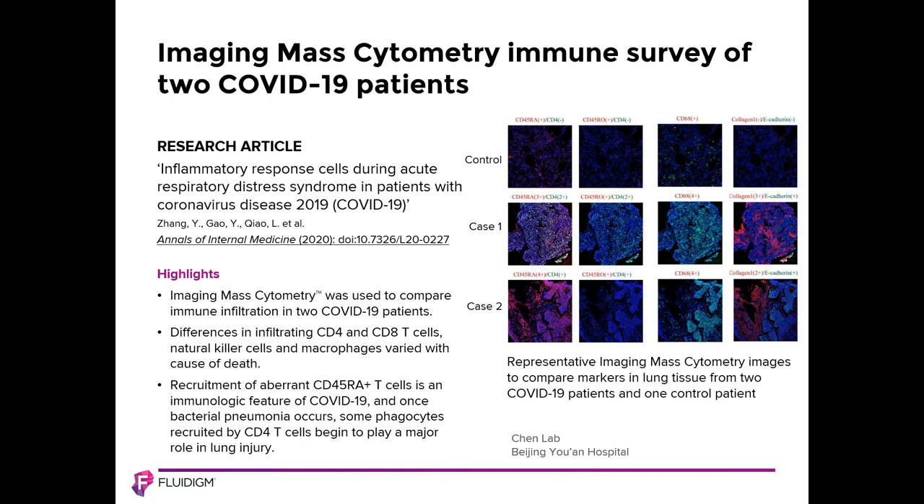Recruitment of aberrant CD45RA positive T cells is an immunological feature of COVID-19. Once bacterial pneumonia occurs, some phagocytes recruited by CD4 T cells begin to play a significant role in lung injury. While not directly related to checkpoint inhibitor studies, and in light of recent events surrounding the pandemic, I included this study to demonstrate the power of the profile and visualize cell changes that occur during the course of disease and potentially during or after therapeutic drug treatment. In future studies, additional markers could be added to this panel to examine T cell exhaustion and even provide insight into how drugs poised to treat COVID-19 are efficacious.